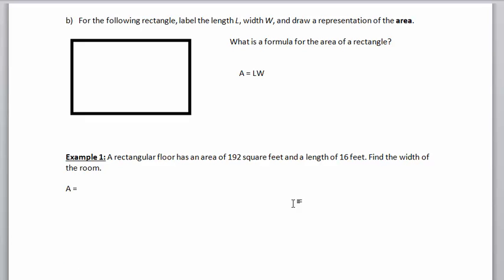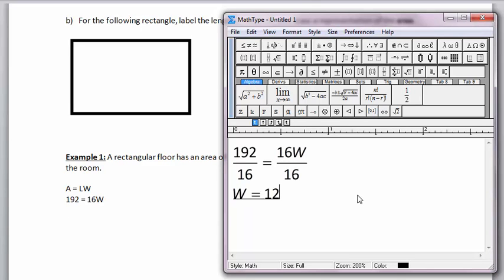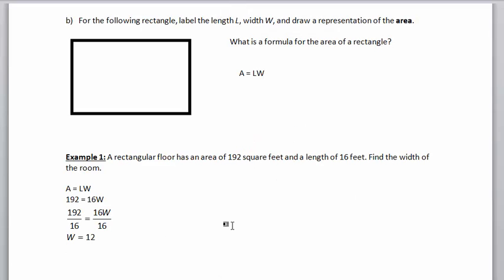So what we know from the formula area equals length times width is we know that the area is 192. We know that the length is 16. We don't know W, so we're going to solve for W. To solve for W, we're going to divide both sides by 16. If you take 192 and you divide it by 16, you'll come up with 12. So W equals 12. Be sure to go ahead and put the units back on for your final answer. Since this is in feet, we're going to say that our width is 12 feet. Alright, let's look at the next one.